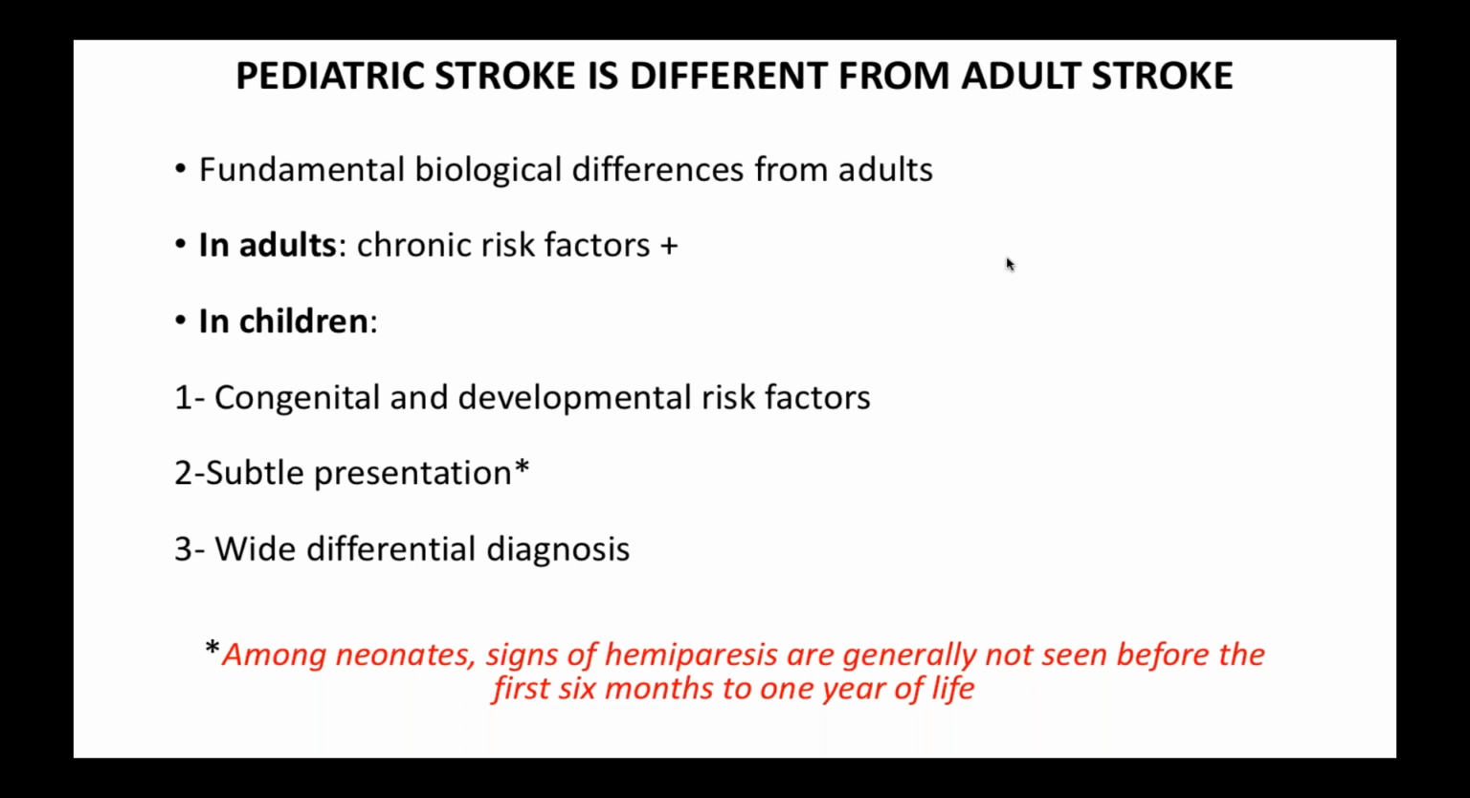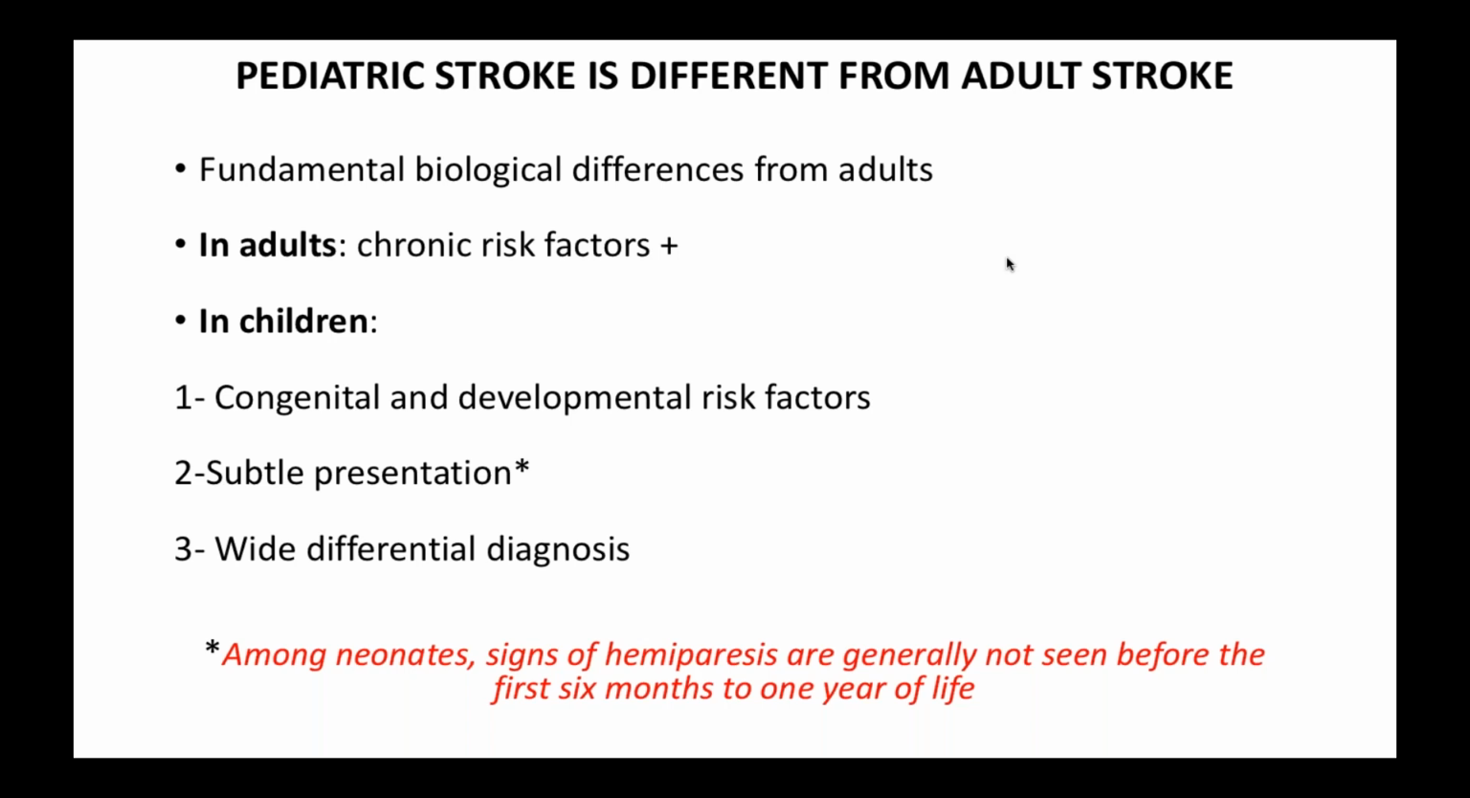Secondly, children may have, not usually I would say, but may have a subtle presentation. For example, a neonatal stroke may not be identified at that time and may be diagnosed only when the child presents with subtle gross motor delays. We get a lot of children with hemiparesis who do not have any history of asphyxia or anything in the neonatal period, but when we go for an MRI, there is a proper ischemic stroke in the past. There are features on the MRI. So it is usually during the neonatal period. So there may be a subtle presentation.